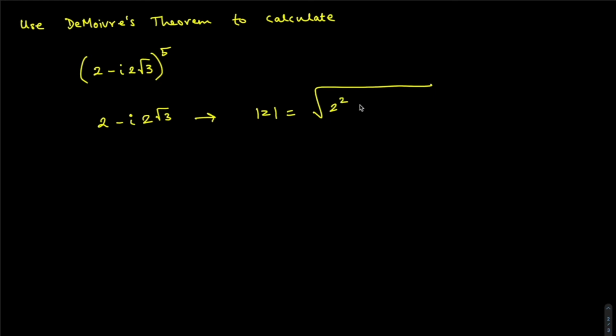It's 2 squared plus 2 root 3 whole squared. So modulus of z is 4 plus 4 times 3, which is 12. And that is 16, so modulus of z is 4. That we have. Now we have to find the argument.